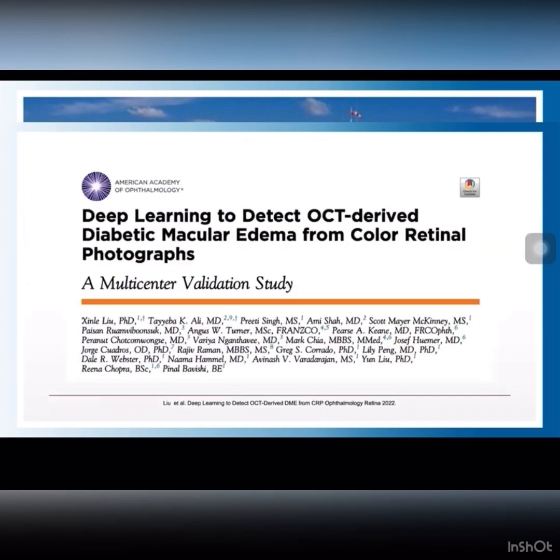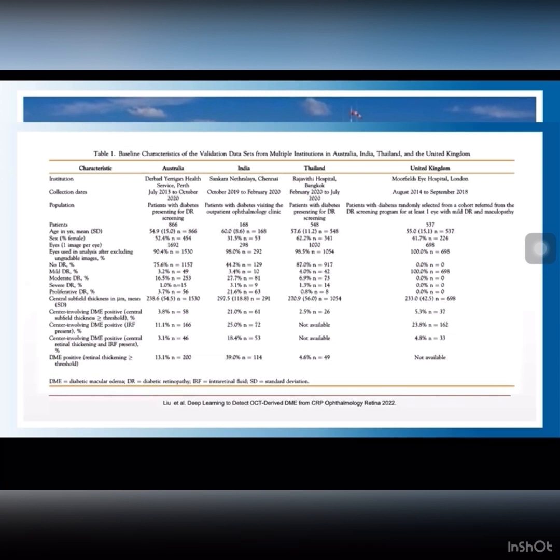Here's a recent publication on our model, published in Ophthalmology Retina early this year. The model was validated in multi-center, multinational datasets. Here are the baseline characteristics of the datasets from Australia, India, Thailand, and UK, with more than 3,000 eyes in total for the validation.